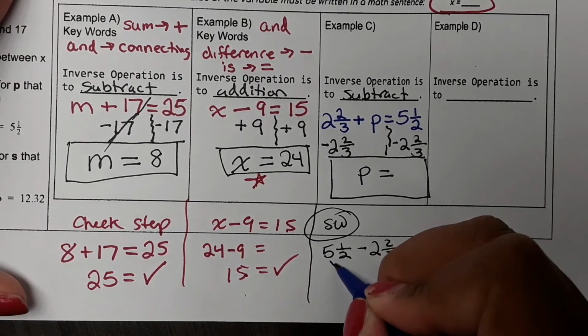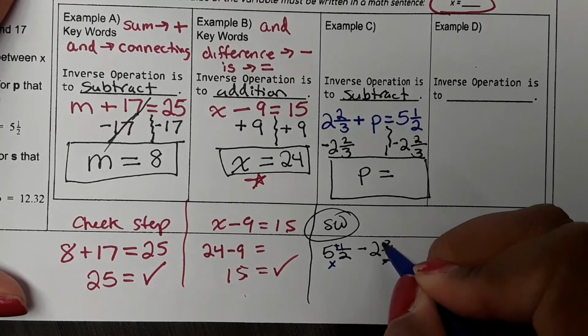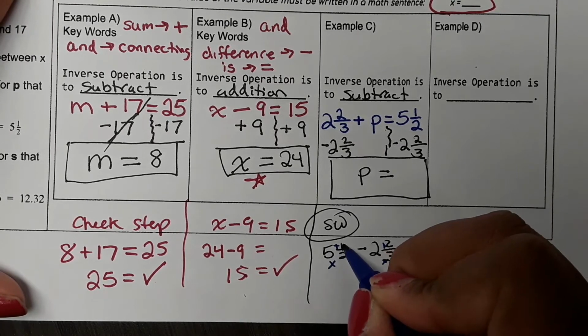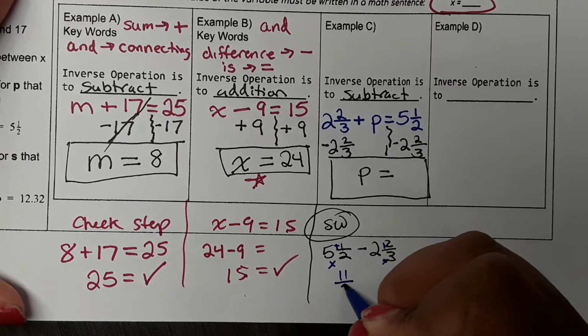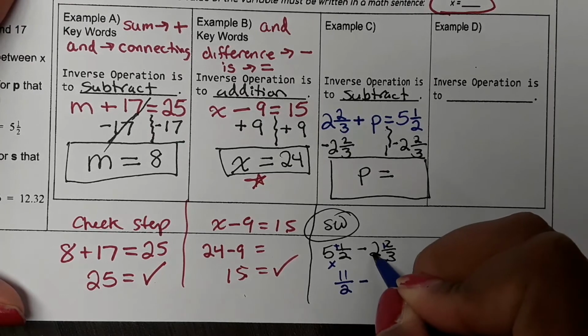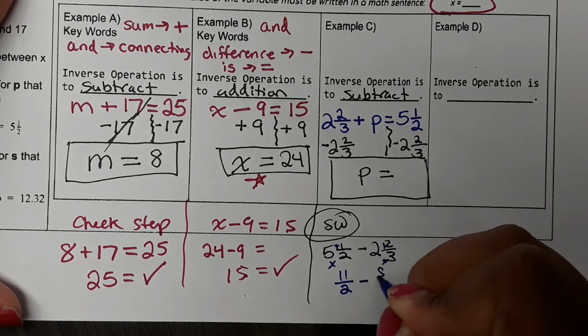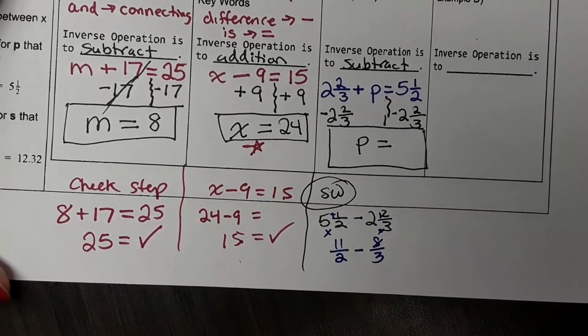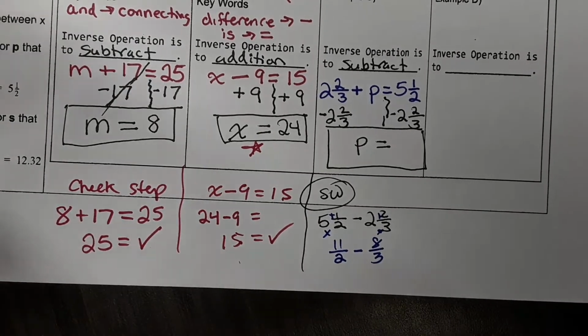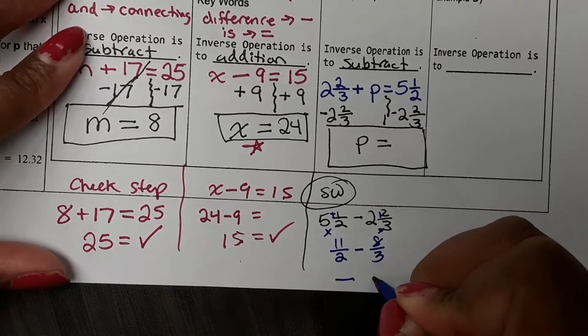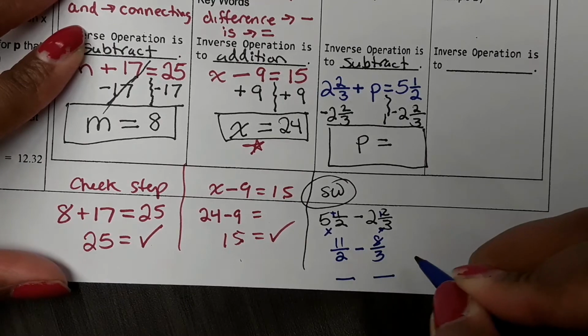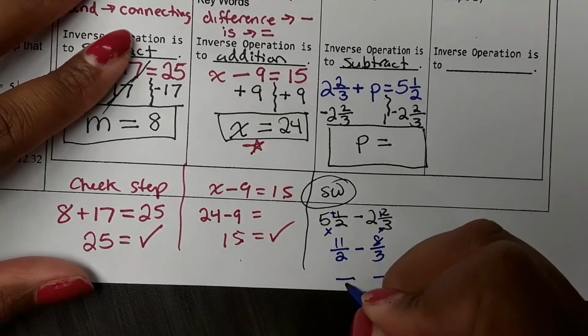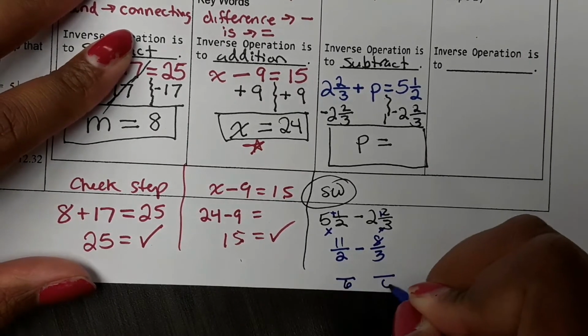So 2 steps: multiply, add. So 5 times 2 is 10 plus 1 is 11/2. Minus 2 times 3 is 6 plus 2, 8/3. Perfect. Next step would be to make them the same denominator. Right now they're not. So this is where you find your least common multiple. So in this case, 6.